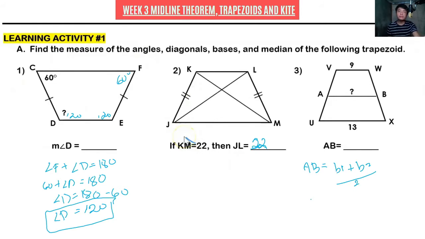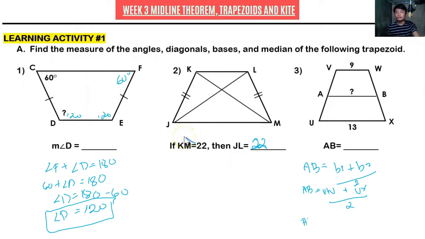Sir, pwede ba magkabaliktad po yung B1 at B2? Yes po, pwede po. So, ang B1 natin, halimbawa, BW, AB is equals to BW plus UX. Pwede bang UX plus BW? Yes, pwede rin po. Hindi naman siya may iba.